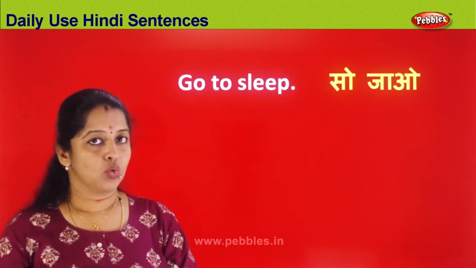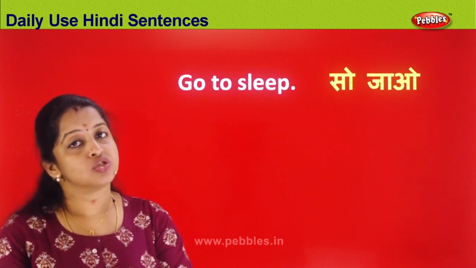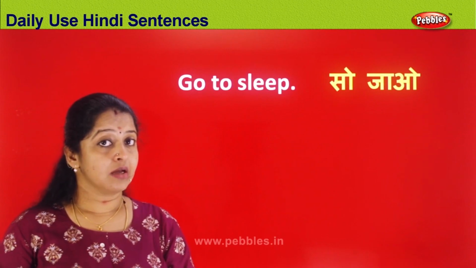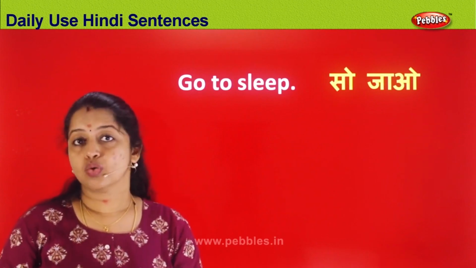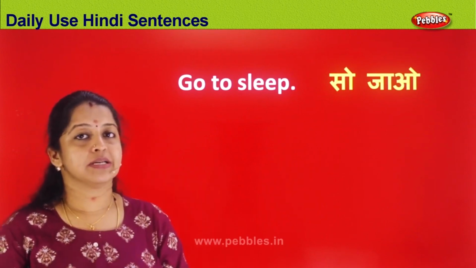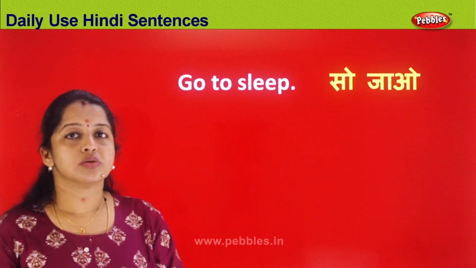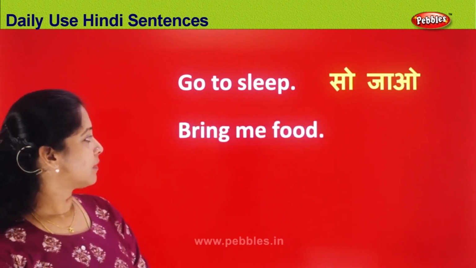So jao. I can say Mohan so jao. Reena so jao. Sai so jao. Alright. So you can mention the name of a person and then you can say so jao. Alright. Let's see the next one.